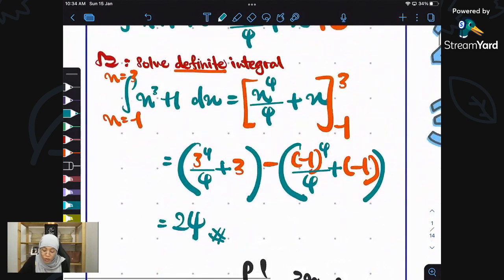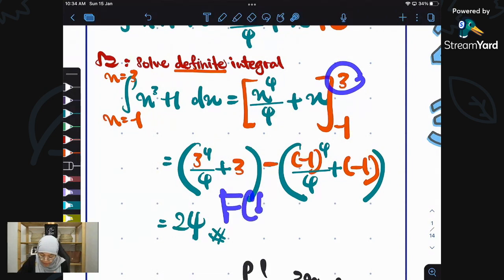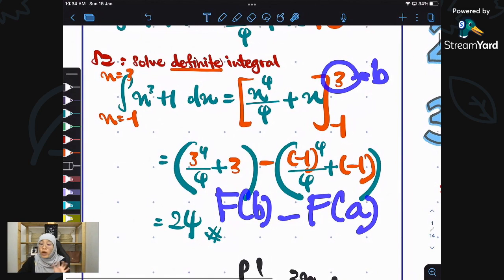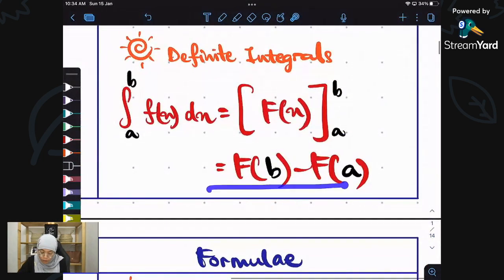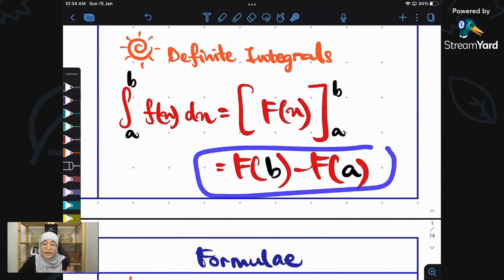So make sure you substitute in the value of 3 first. After that, then you substitute in the value of -1. So the formula is always F(b), because this is b, right? And then minus F(a). This is what you already learned at SPM level, so I don't have to explain it further. You already understand this perfectly.